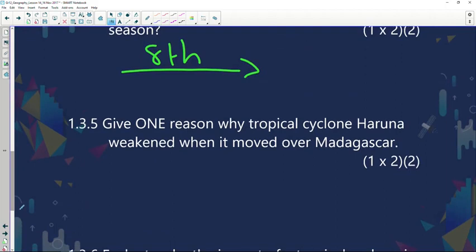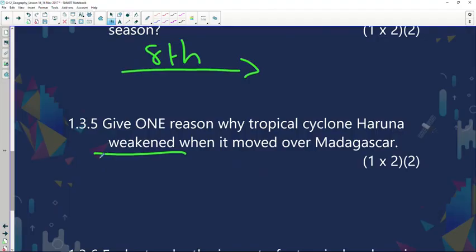Now, give one reason why tropical cyclone Aruna weakened when it moved out over Madagascar. Very importantly over here, when we learned about tropical cyclones, for the formation, it needs warm ocean temperatures above 27 degrees Celsius. It needs warm, humid conditions, and it needs to form between 5 and 25 degrees north and south of the equator. It can't form at the equator because of no Coriolis force. We need that Coriolis force for the rotating motion.